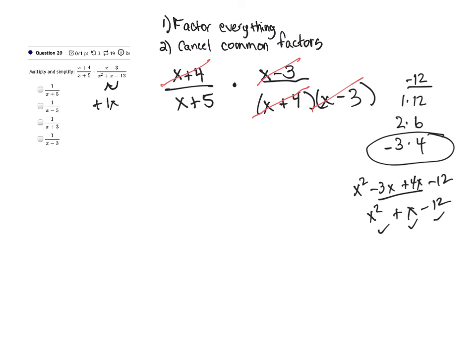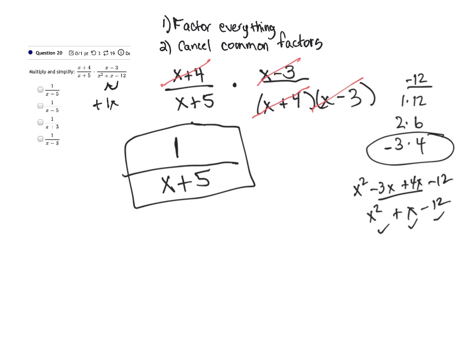So that cancels. So I'm left with, in the numerator, a 1. Remember, if we had a 1 left in the denominator, we don't have to write the denominator. But if you have a 1 left in the numerator, it has to go in the numerator, because that then will put our denominator as x plus 5. So that is our answer, 1 over x plus 5.